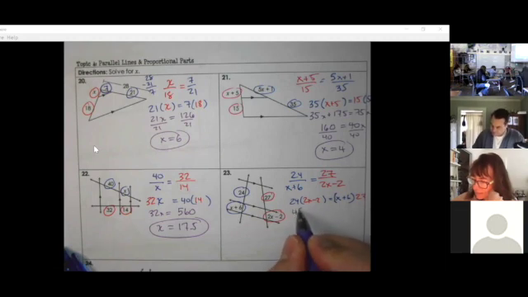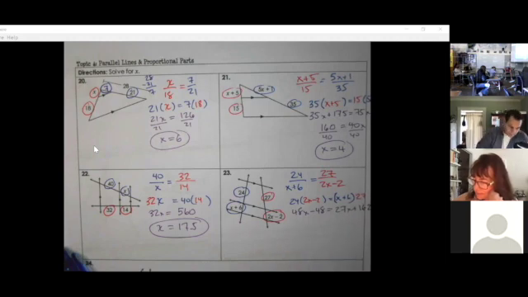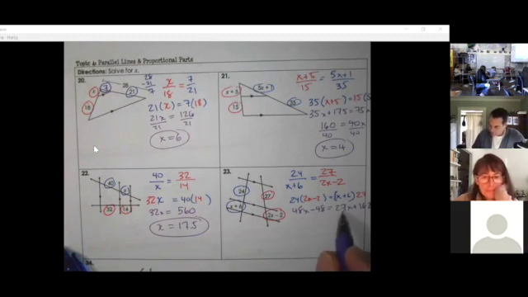This is 48x minus 48 equals 27x plus 162, I think. 27 times 6. Yes. I'll subtract 27x from both sides, leaving me with 21x minus 48 equals 162. No, plus 48, so that's 210.